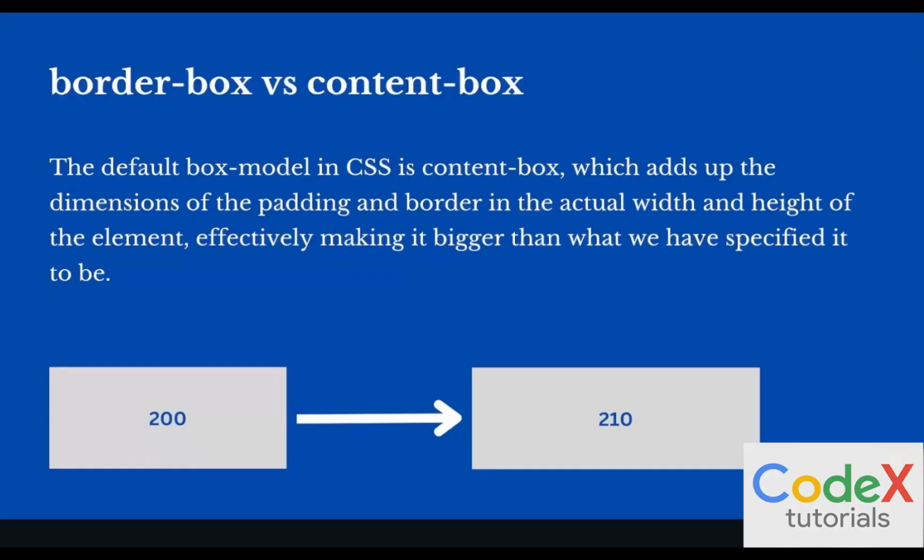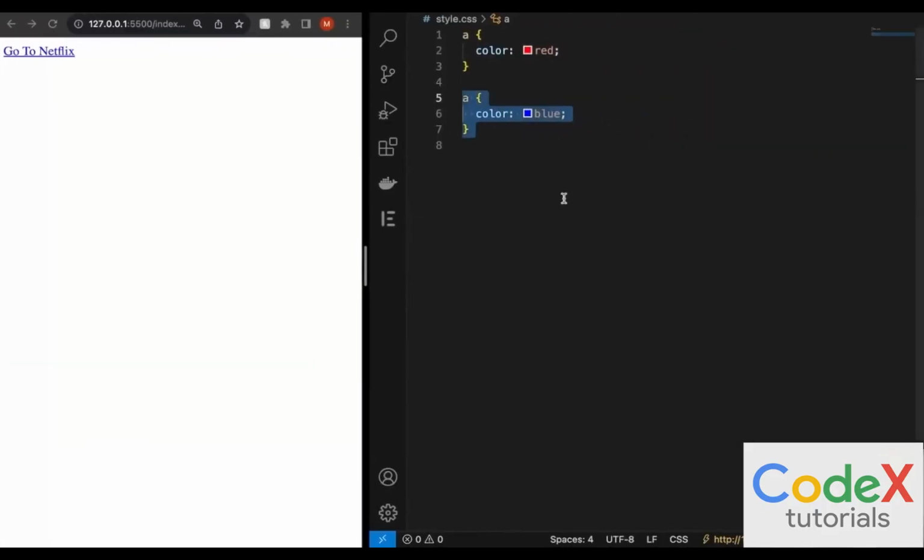Now, ideally, you don't want to have this sort of behavior, because if you have specified the width of a particular HTML element to be 200 pixels, you don't want the width and height of the HTML element to increase to greater than 200 pixels even if you add padding and border to it. So that is where the border box property comes into the picture. And ideally, if you want to not have any sort of crazy size misalignment or miscalculation, you always use the border box property. Now, let's see practically what we mean by this.